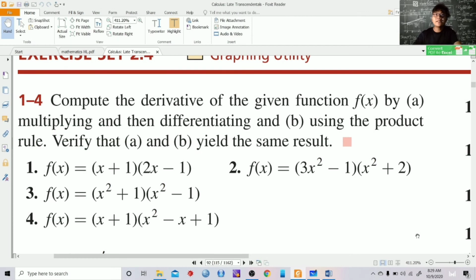Right. So let's have this exercise. Compute the derivative of the given function f by (a) multiplying and then differentiating, and (b) using the product rule. Verify that a and b yield the same result. Here I'll just do number 1. Numbers 2, 3, and 4 maybe are an exercise for you. I'll simply do number 1.